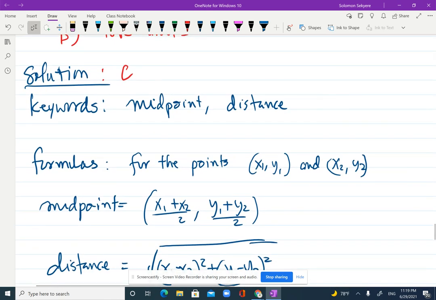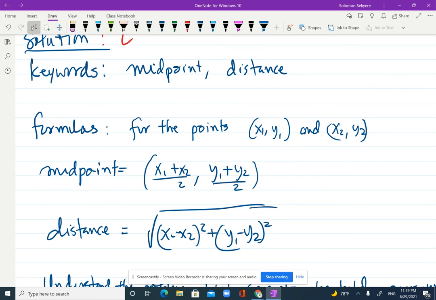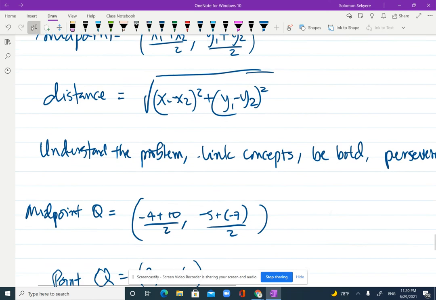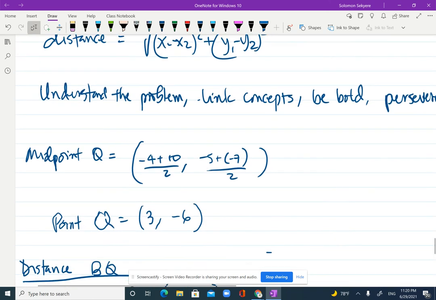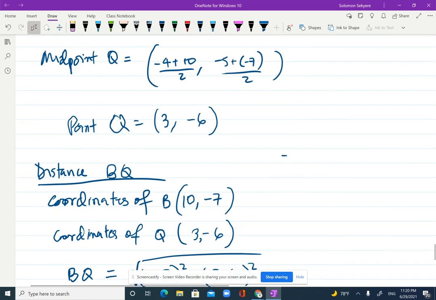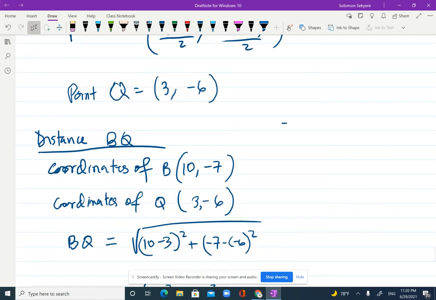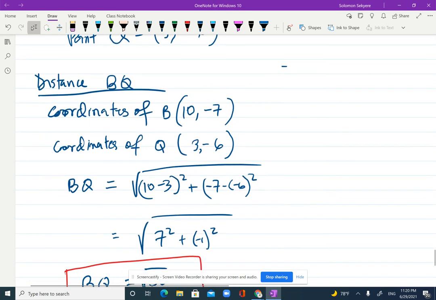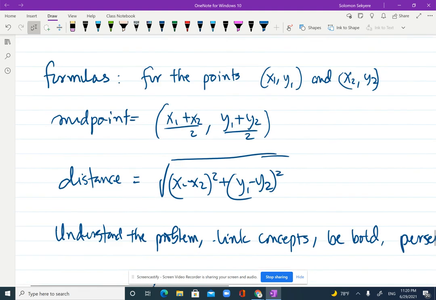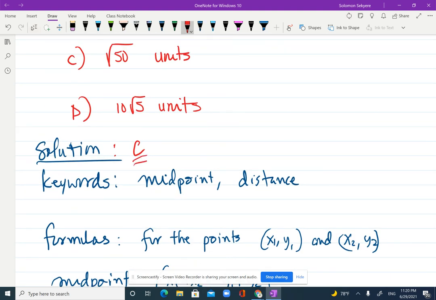Here we go. Keywords: midpoint, distance. So you've been asked to find the midpoint. Do you know the coordinates? You don't know. You need to go and figure it out. Once you figure it out, then you can calculate the distance. Here we go. We figured out the midpoint, and we get it to be (3, -6). Now that we know the midpoint, we need to find the distance between B and Q. Then you apply your distance formula, and this is what you end up with. BQ is square root of 50, and your answer is C.